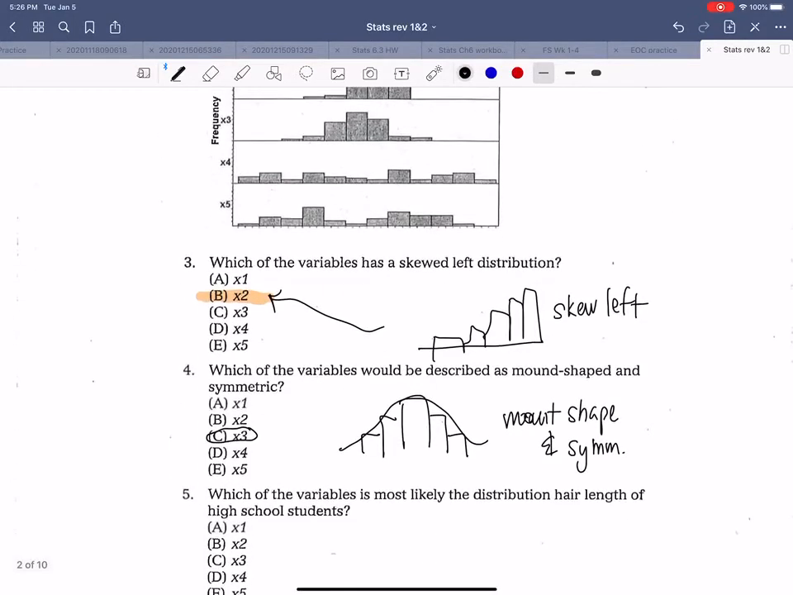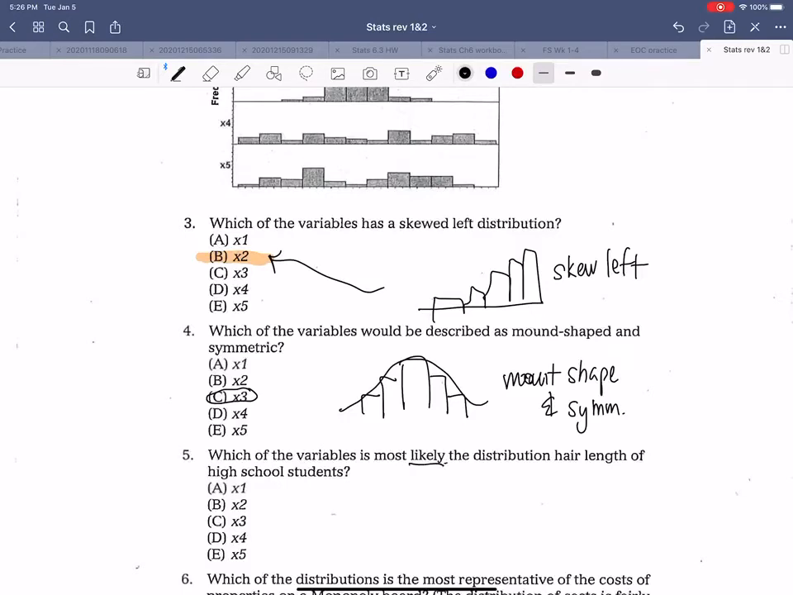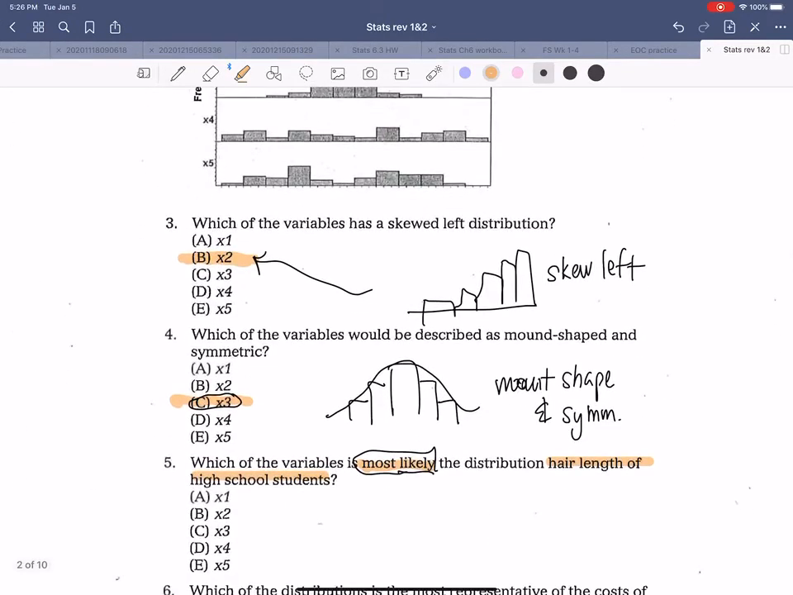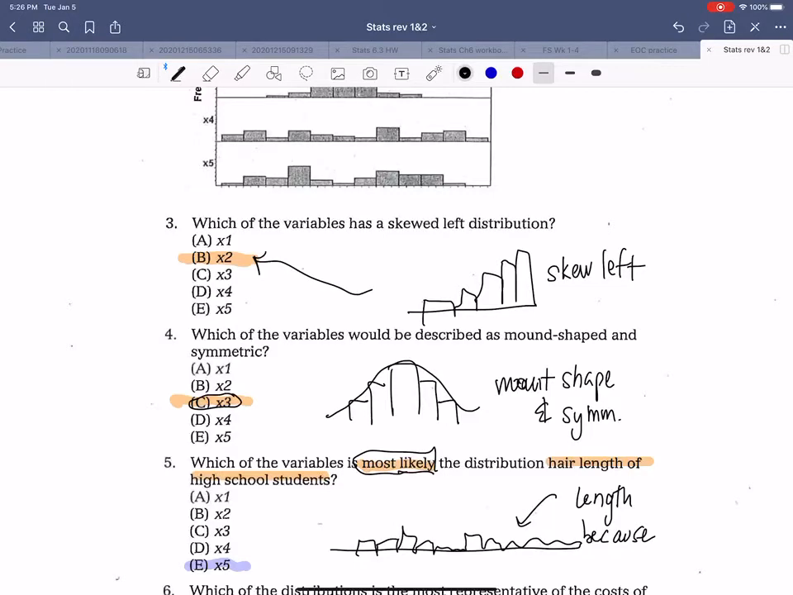All right. Number 5, which of the variables is most likely the distribution of hair length? It doesn't mean that other ones aren't possible, but what was most likely? Okay, it doesn't say boy or girl, so it looks like we're going to have a wide variability, right? So I'm going to guess either 4 or 5, I would probably take either one of those. My answer key says 5, but again, I would just make a quick sketch and say, this is the distribution of hair length because there is lots of variability.